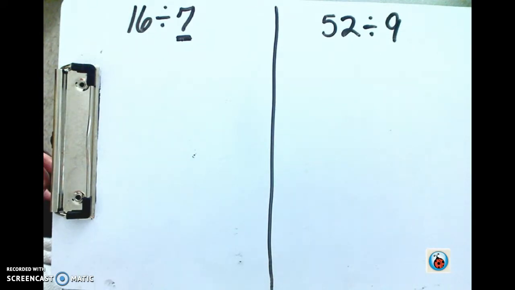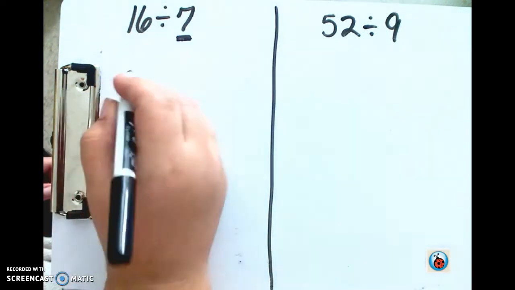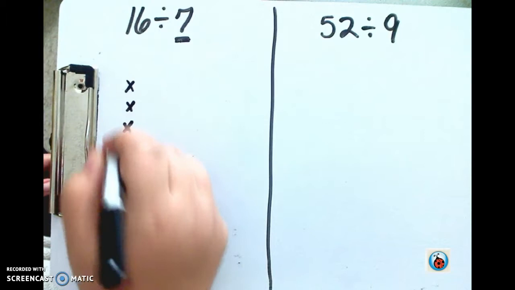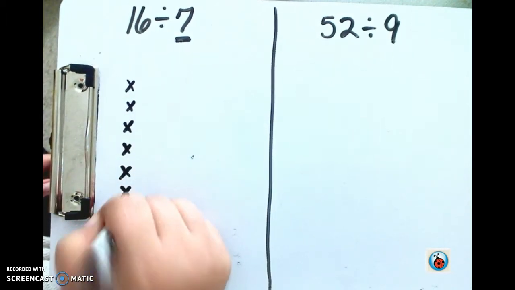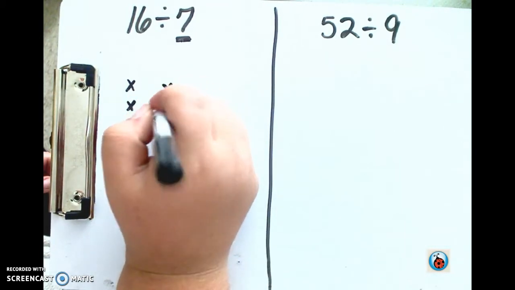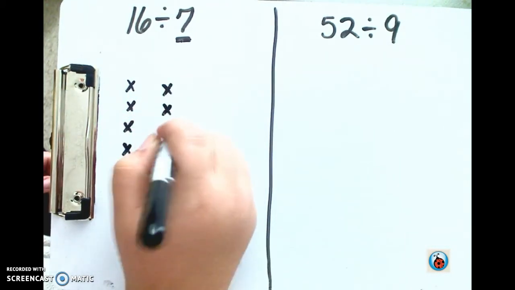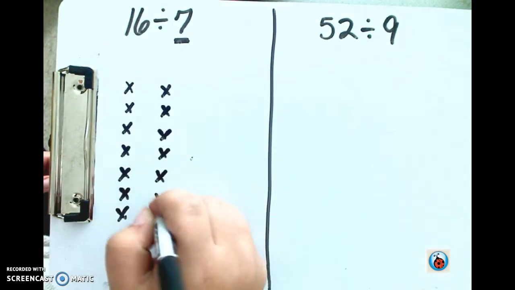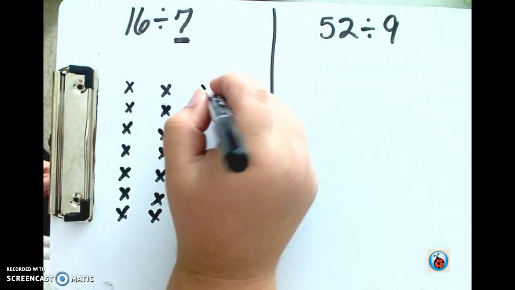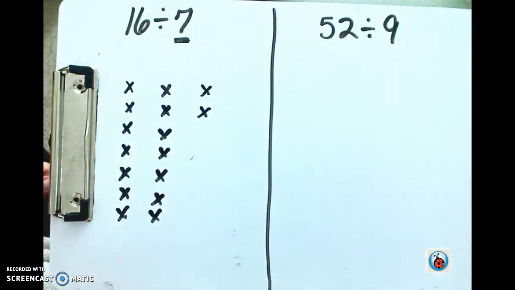So you can choose how you draw this in class today. We've been using a lot of lines and X's. I'm going to choose to use X's to draw this today. I'm going to draw 7 X's, 1, 2, 3, 4, 5, 6, 7. And then I'm going to draw my next column, 1, 2, 3, 4, 5, 6, 7. How many do I have total so far? 14, but I need 16, so I need to make a column with 2.